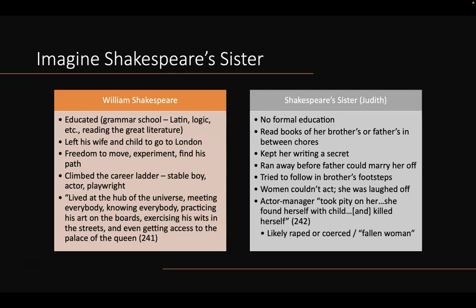So this could likely be a reference to rape or a coerced relationship, in the sense that Judith would not have had many other options as a runaway woman in the city of London. And so she becomes a fallen woman. She becomes a tragic figure. This is the history of women writers that Woolf imagines, with very few exceptions.